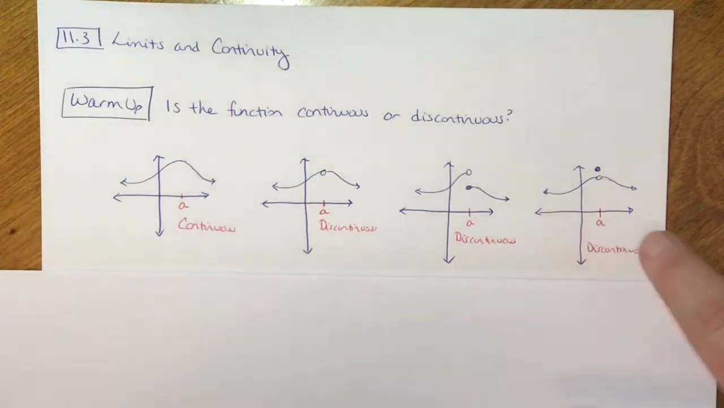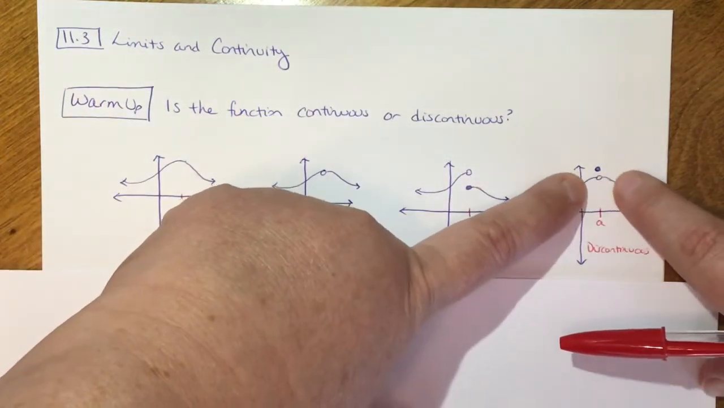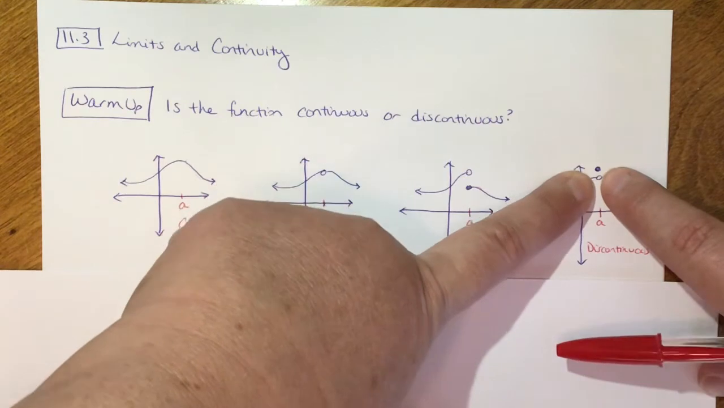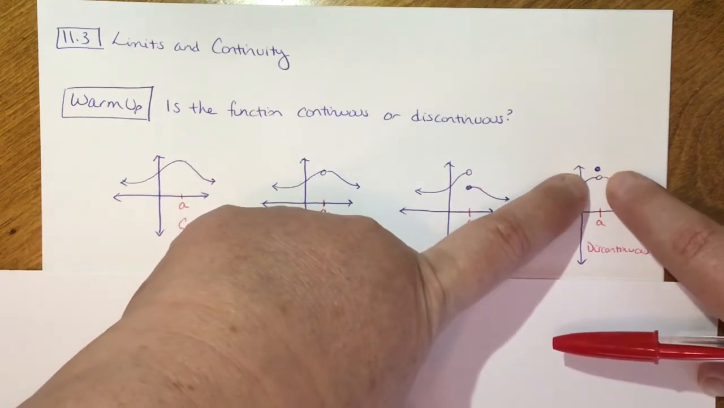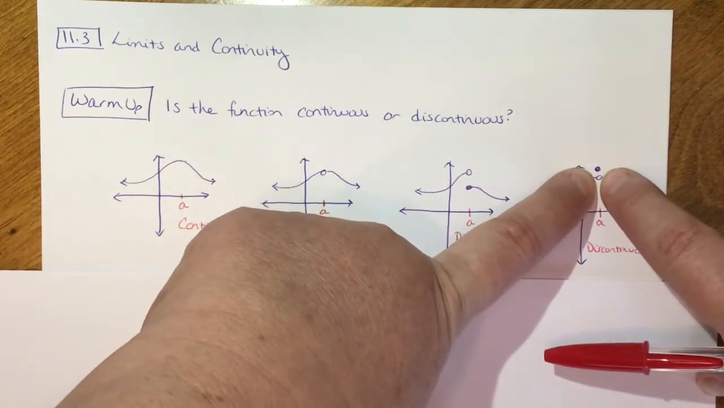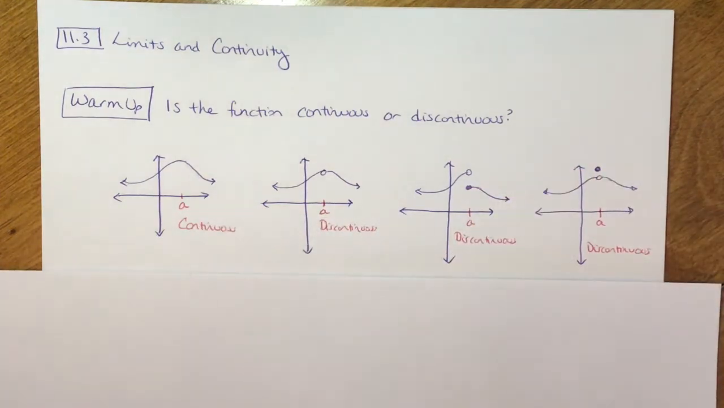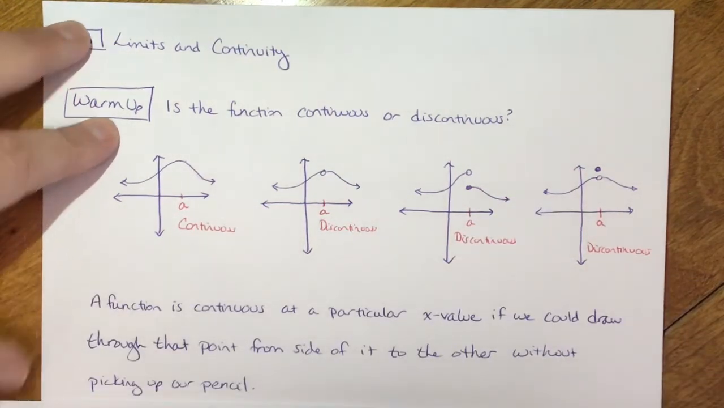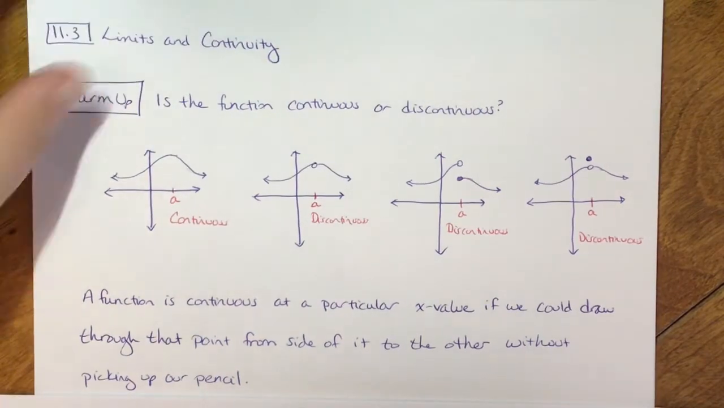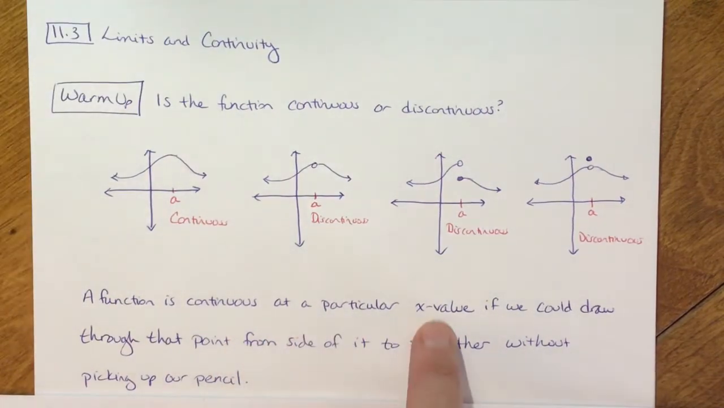Here, for this last one, we are approaching the same value from the left and the right, but the trouble is when we get to that place that we're approaching from either side, that's not where I actually have a point. The point is actually above it. So, a function is continuous at a particular x value, in general, if we can draw through that point from one side to the other without picking up our pencil. We talked about that here in our warm-up.